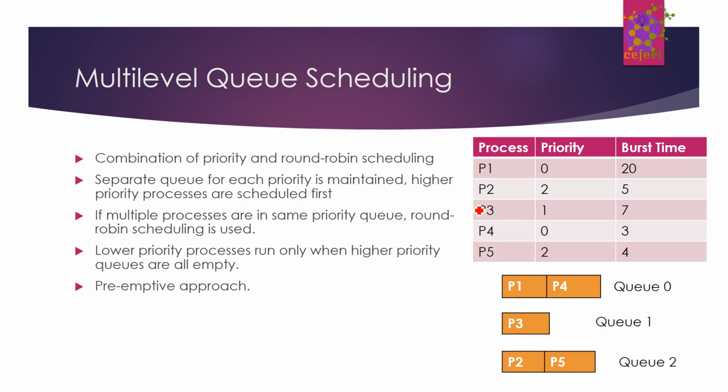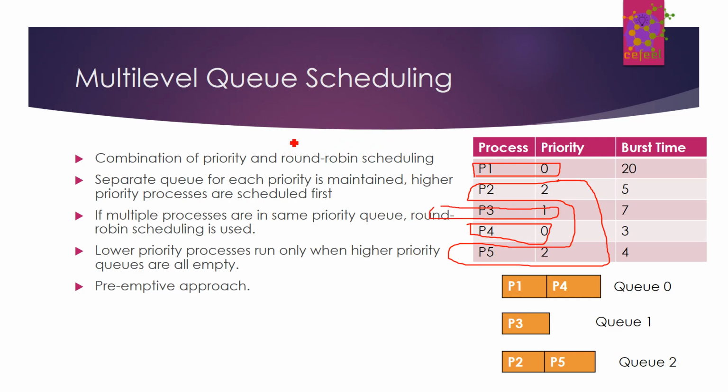So here is an example, as we can see. Let's say we have 5 processes, P1 to P5, and P1 and P4 have priority 0, which means they have the highest priority. P2 and P5 have the third most priority, which is 2, and P3 has the priority 1. So these are assigned to 3 different priority queues. Q0 contains P1 and P4, which is highest priority. Q1 contains P3, which is the next priority, and Q2 contains P2 and P5, which is the lowest priority.